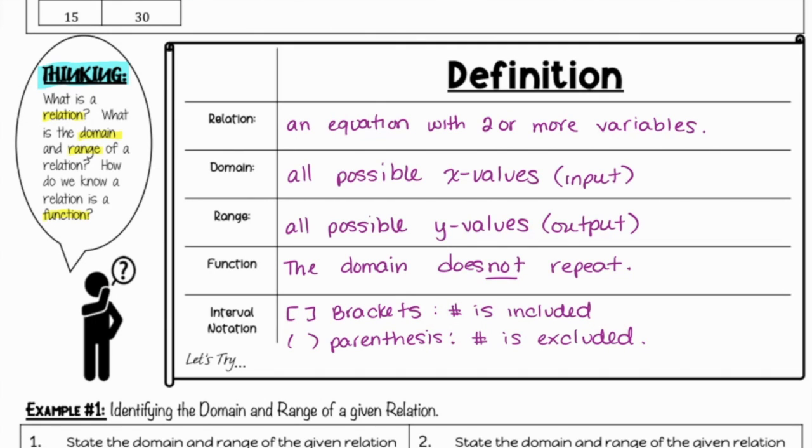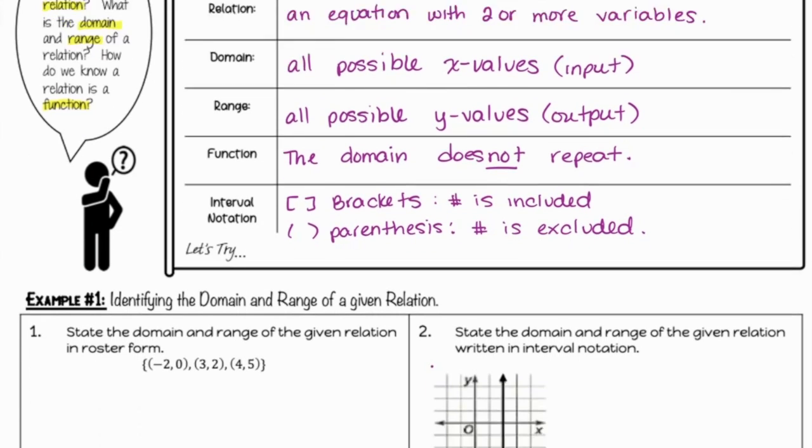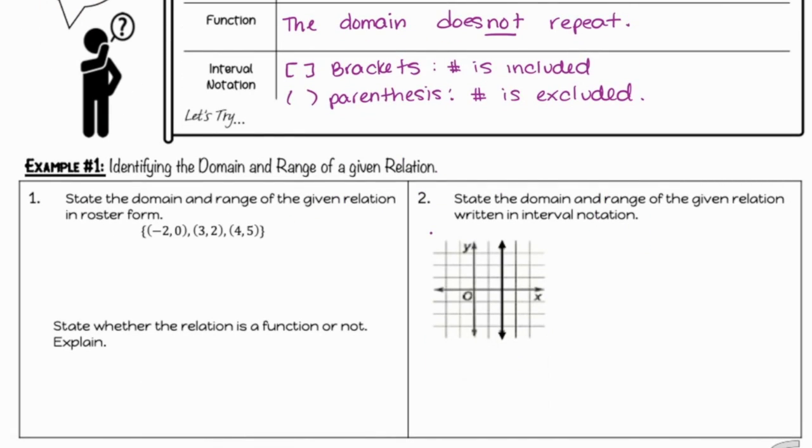So let's look at example 1. In this example, we are asked to identify the domain and range of a given relation. So for number 1, we have state the domain and range of the given relation in roster form, which just means a list. So I'm going to quickly do that. If I represent the domain, I'm going to do capital D with a colon. The range would be capital R with a colon. Just so you know, instead of me writing out the word. So I listed out my domain, I listed out my range. I'm done with the first piece.